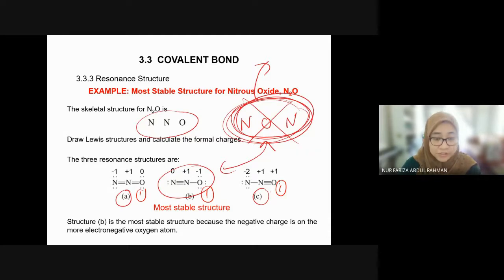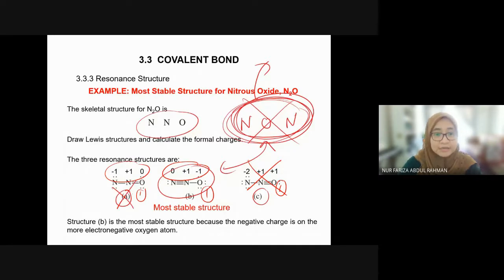For the resonance structure, sorry guys, for each resonance structure, correct. And then you have to calculate the formal charges. Okay, and then from there, this is most unlikely, betul tak? And then kita kena consider this one. As you can see, kita kena consider the most electronegative atom should bear the negative charge.